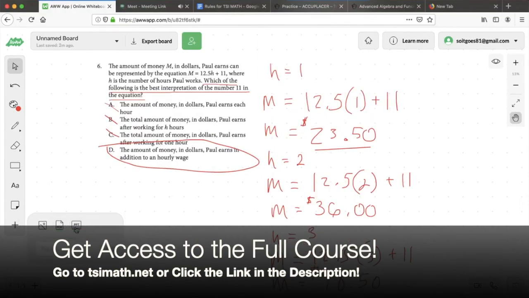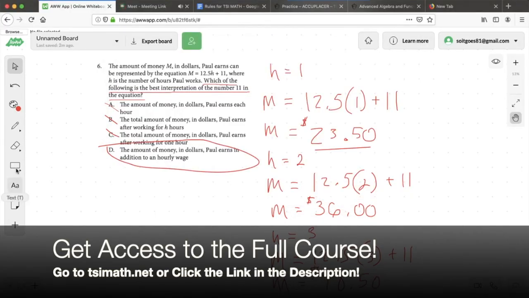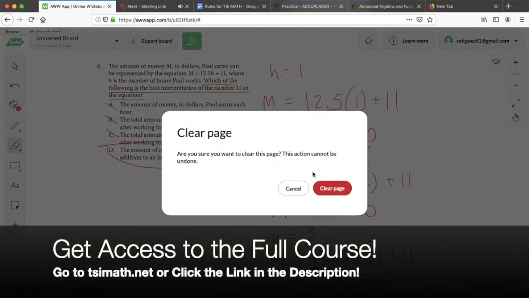You don't see a ton of word problems like this on the TSI, but they pop up, and that's a useful strategy.